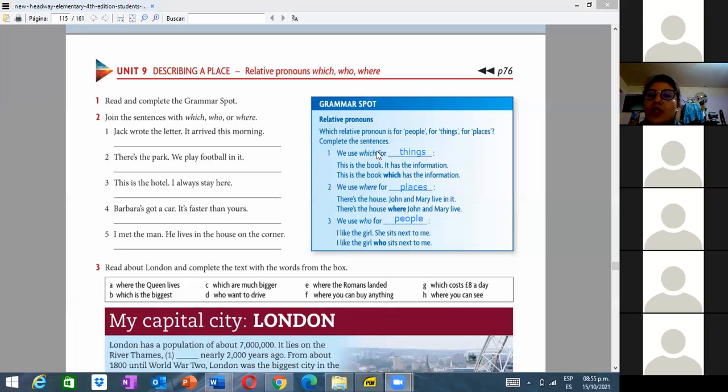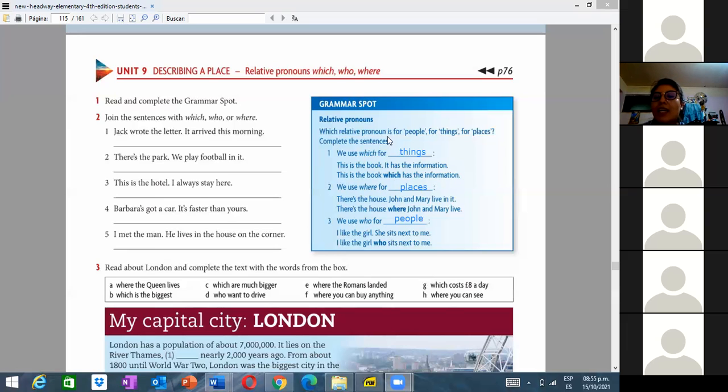As you know, we use relative pronouns for when we have to join the sentence, okay? Si se fijan en el primer ejemplo, tenemos 2 oraciones, ¿no? Porque están divididas con un punto. This is the book. It has the information, okay? Let's have a look at the next example. This is the book which has the information.